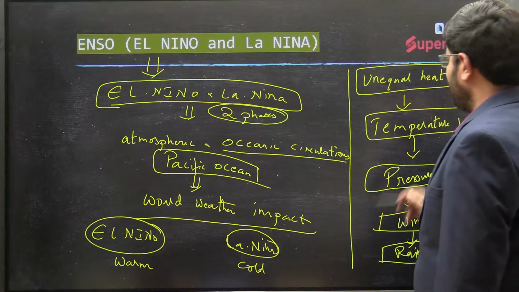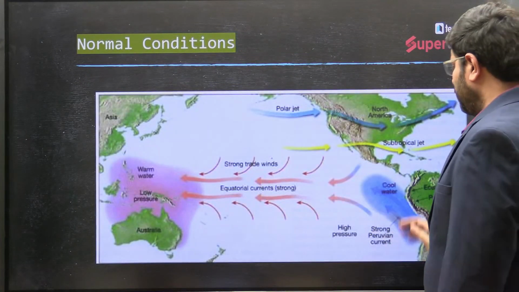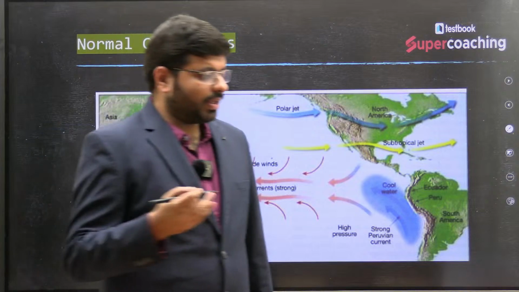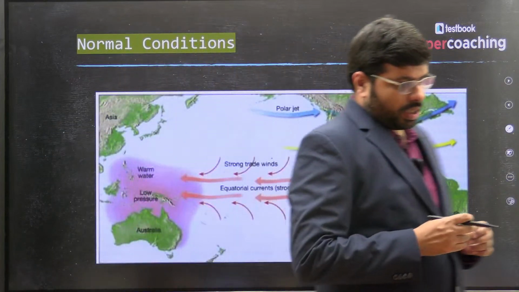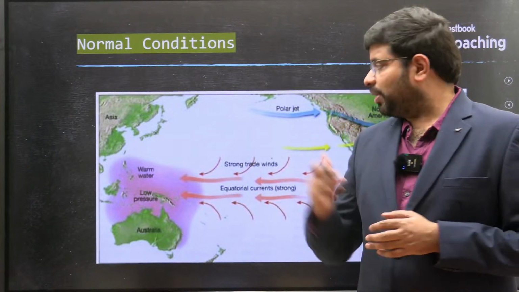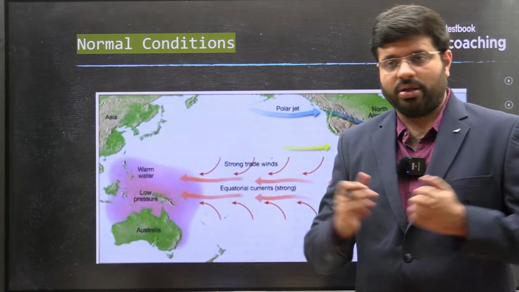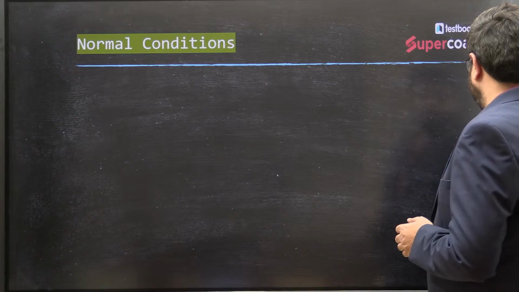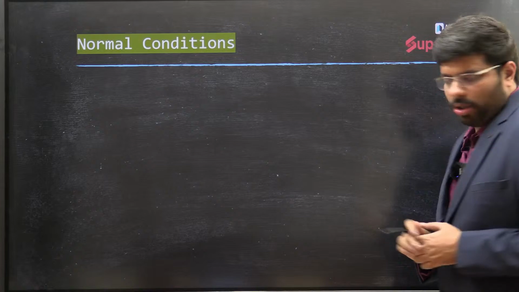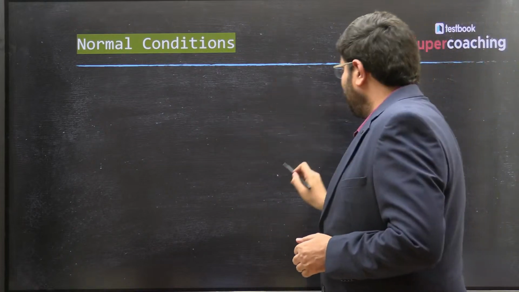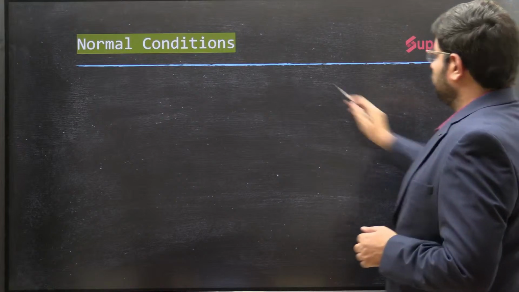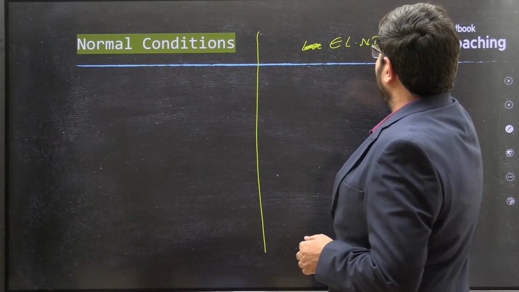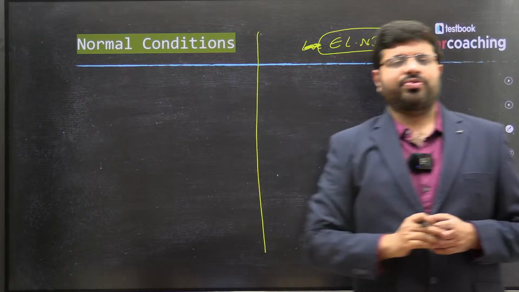If you see this, the first thing you need to understand, before we understand El Nino, is the normal conditions, and automatically you will try to understand the El Nino conditions as well, right? So let us understand that. What are the normal conditions? Let us have a background, and the opposite would be the conditions of El Nino. For a while, forget about the conditions of the La Nina, right?